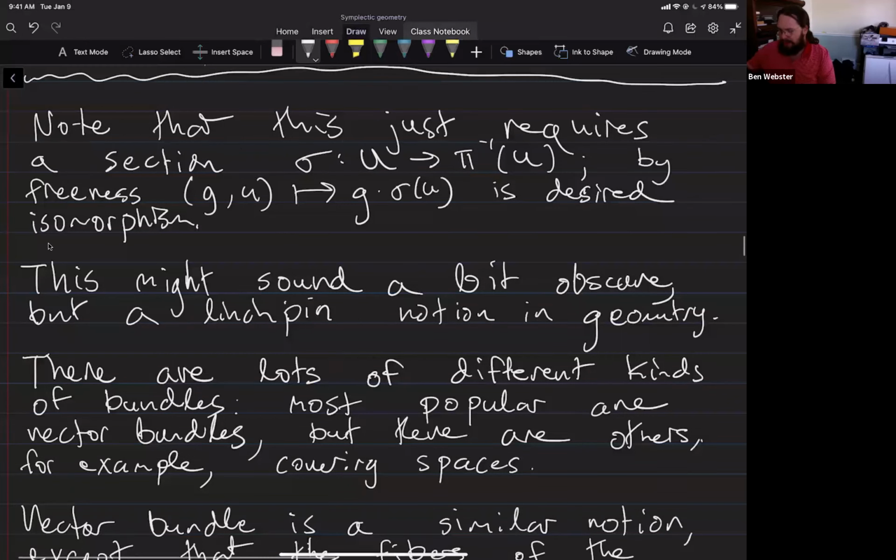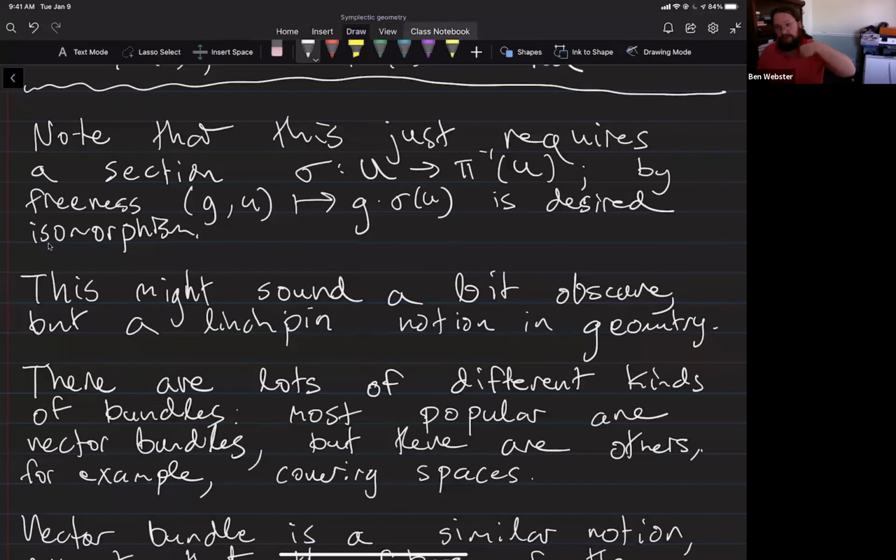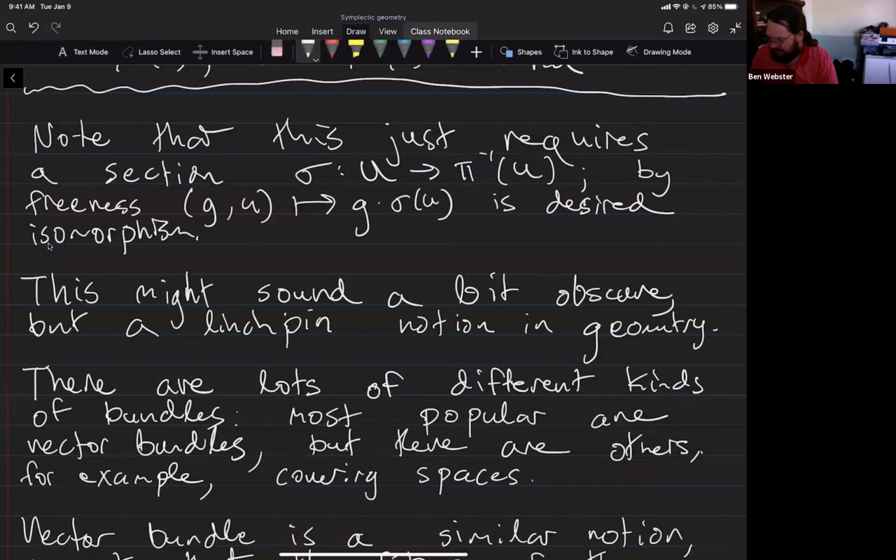One way to think about this local triviality is that there needs to locally be a section. If I have a section of my principal bundle, then by using the free G action, I can trivialize it. Basically, I can send (u, identity) to my chosen section, and (g, u) goes to g acting on that. An observation which commonly comes out of this is that a principal bundle is trivial if and only if it has a section. If you have a section of a principal bundle, you can use that to trivialize it.